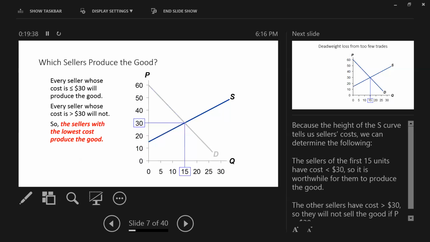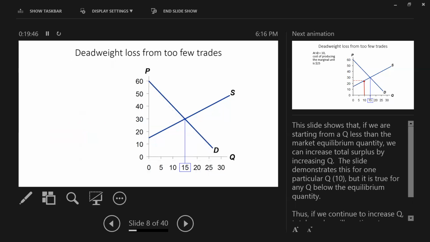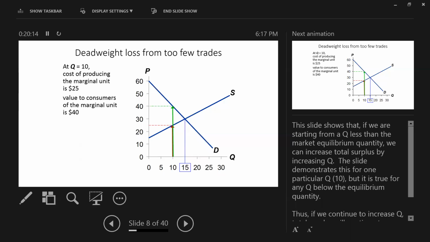What I want to do next is just review the two sources of deadweight loss, of shrinkage in the total surplus pie. The first source of deadweight loss that we discussed was the deadweight loss resulting from too few trades. So this tends to happen when a trade winds up being blocked that otherwise would have been mutually beneficial and would have generated total surplus. For example, if we were to stop trading at a quantity of 10 units in this market, notice that the seller's marginal cost of that 10th unit is 25 bucks, and we can find a buyer who's willing to pay 40.